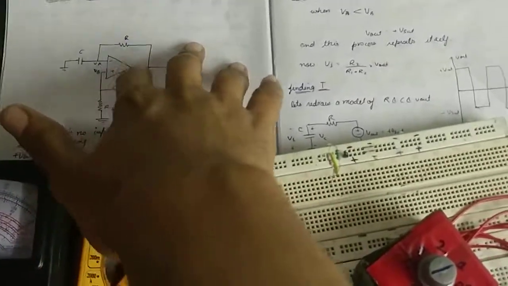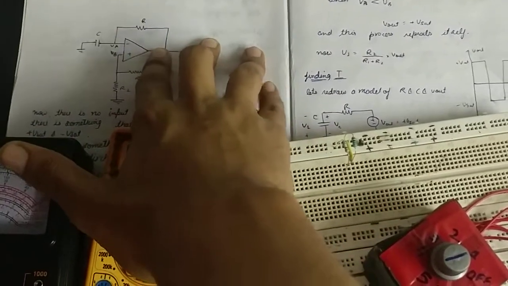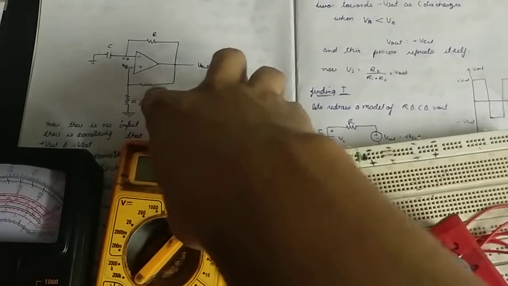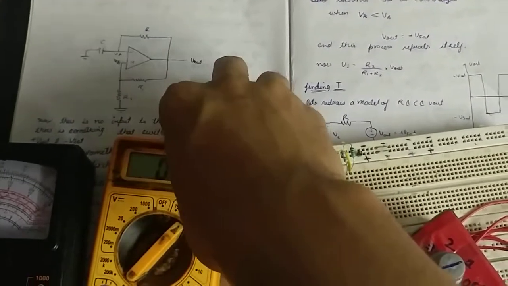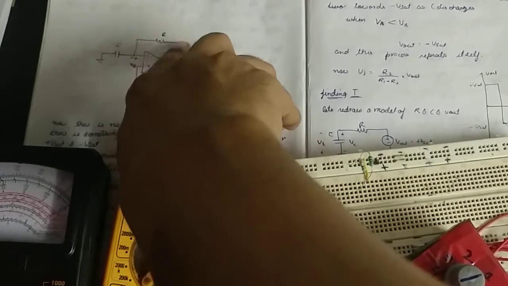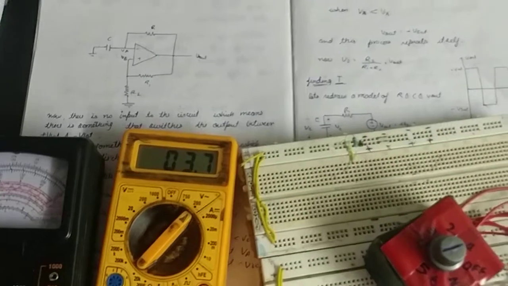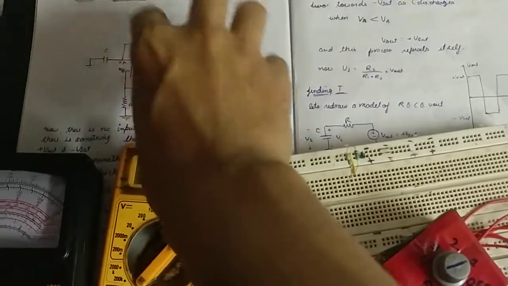So if you see, it consists of basically four passives and one active component, that is your op-amp. And now it has a positive feedback and a negative feedback too. This positive feedback is actually fixed resistors, and these two values mainly determine the time period of oscillation. So this is all about an astable multivibrator.